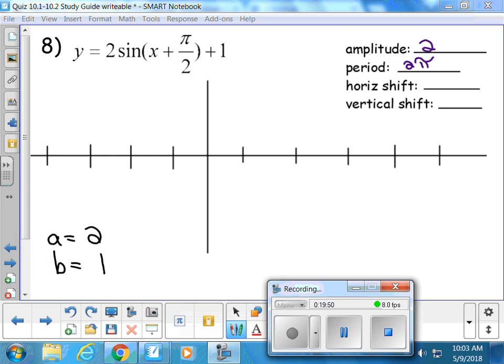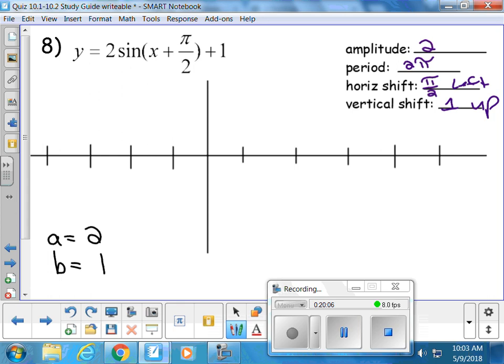Sam? Your horizontal shift is pi over 2. And now is that left or right? Because that's essential for me to know. That's going to go left. Pi over 2 will be left, so make sure we have enough space over here, which we do. That's good. The plus 1 that you were looking at, it's going to go up.